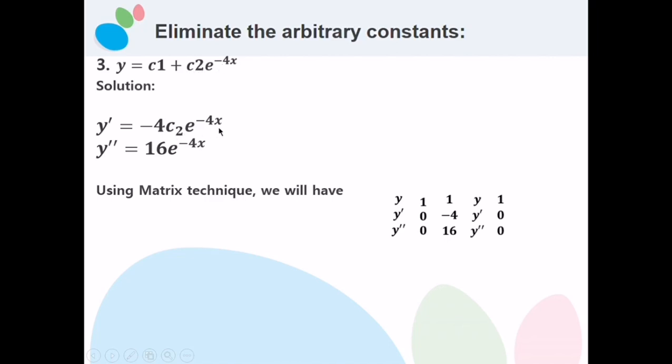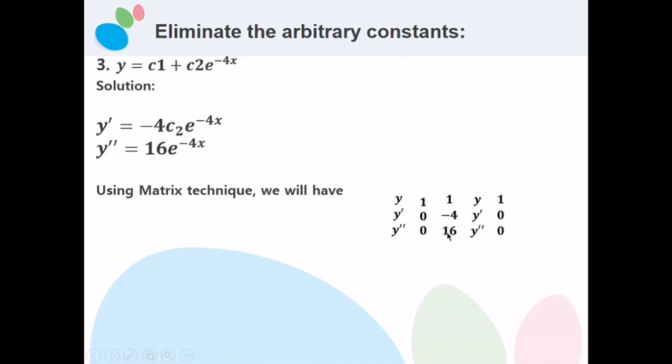So here it is again, same. So we have c sub 2 here. If we're going to get the coefficients for this term, I mean for this one, c sub 2 e raised to negative 4x, since all the equations have c sub 2 e raised to negative 4x. So the coefficient of our first equation is 1. And then the second equation is negative 4. And the last equation is positive 16.